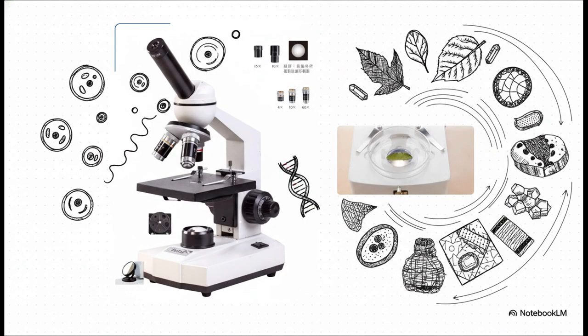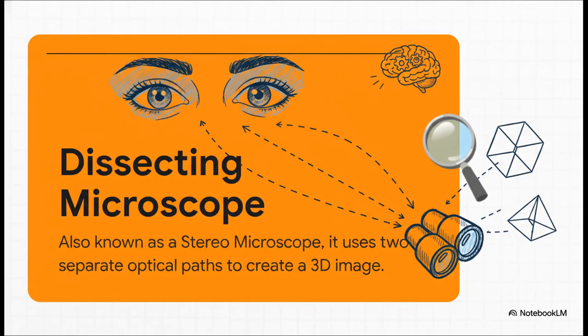Let's put it even more simply. Use the compound microscope when you want to see the microscopic cells, the actual building blocks of life. But use the dissecting microscope when you want to explore the incredible surfaces and textures of the world, just in stunning three-dimensional detail.